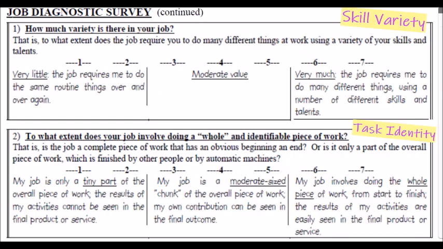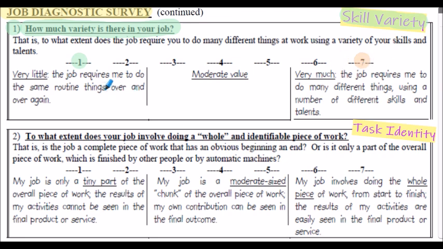The Job Diagnostic Survey continued. I've just extracted 2 questions from the survey to illustrate the format of the survey. Question 1 asks the worker how much variety there is in the job they do. The question was related to what's termed skill variety within the job, and the Likert scale has levels of agreement from 1 through to 7.